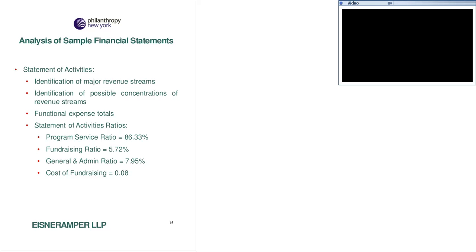Same thing with expenses. You probably will see expenses from operations, and again, that's going to be telling you what they're really spending their money on in terms of their programs.